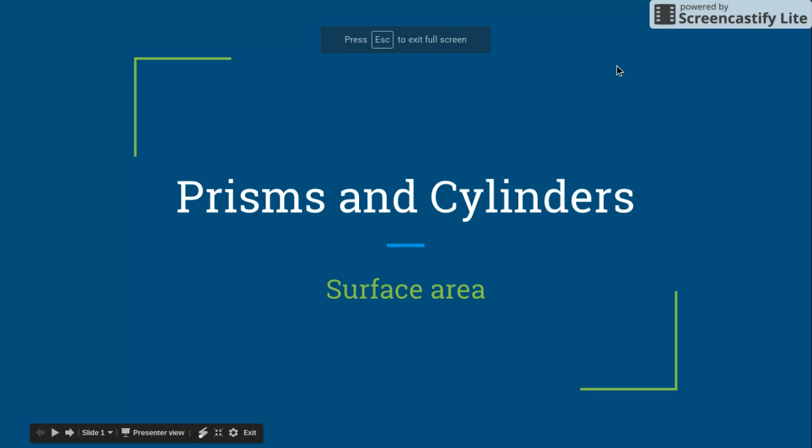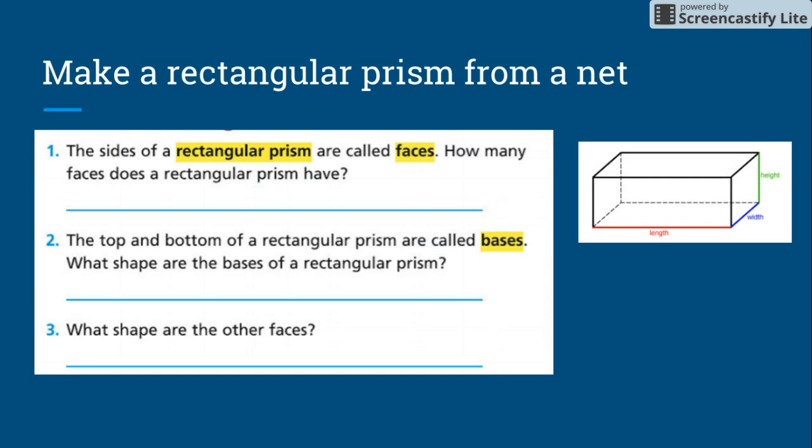Today we're going to be talking a little bit about prisms and cylinders and how it relates to surface area, and how to use their nets to discover that surface area. We'll go through names of prisms and talk about how you can use that to find the surface area as well. Make a rectangular prism from a net.